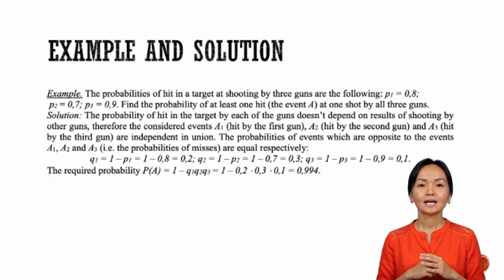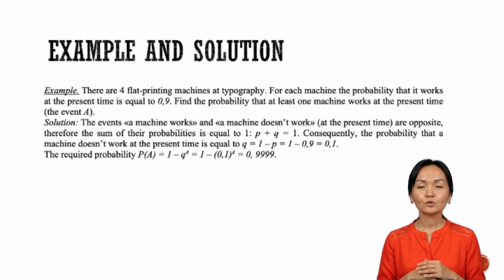This means there is a 99.4% chance that at least one of the 3 guns will hit the target. This is a remarkably high probability, which makes intuitive sense because even though each individual gun has a chance of missing, the chance that all 3 miss simultaneously is very small. This example beautifully demonstrates the power of the at least one theorem and why it's so useful in practical applications. Let's work through one more example to solidify our understanding.